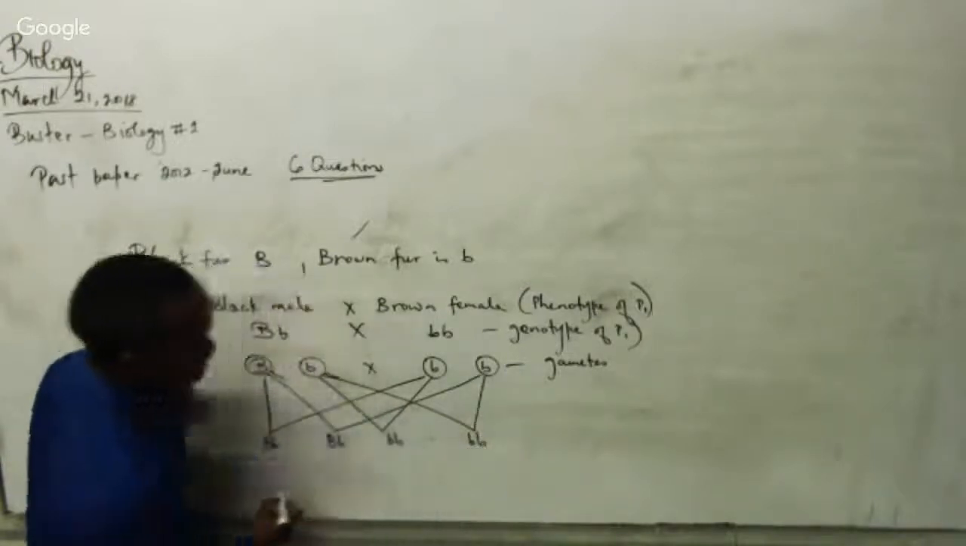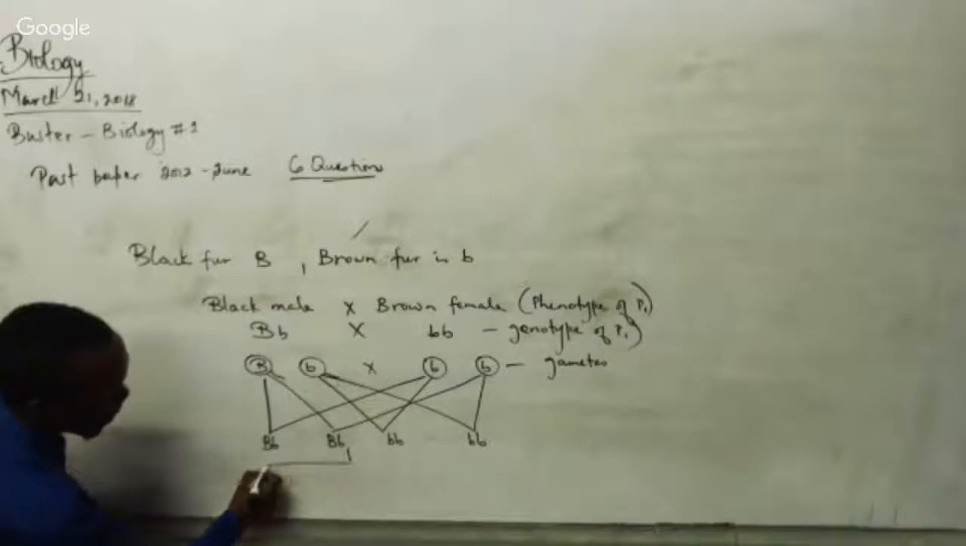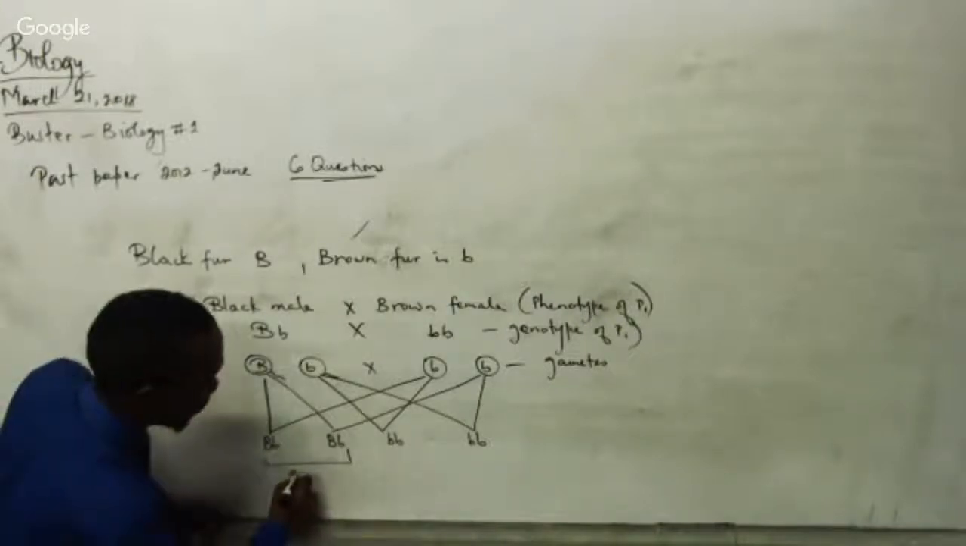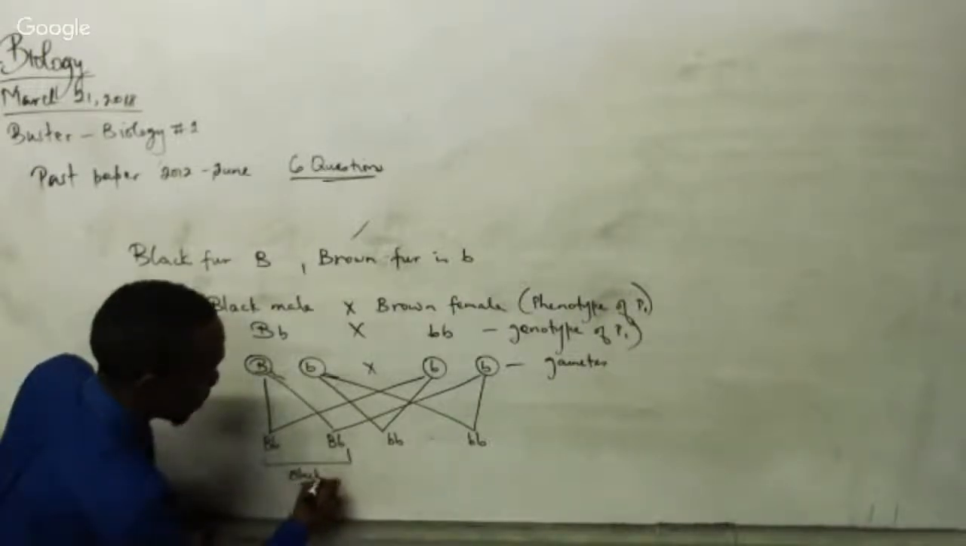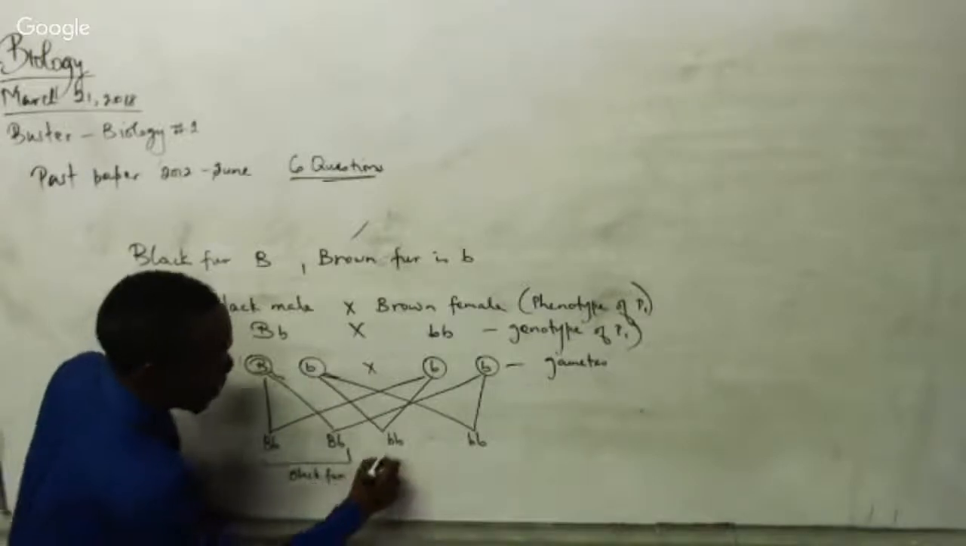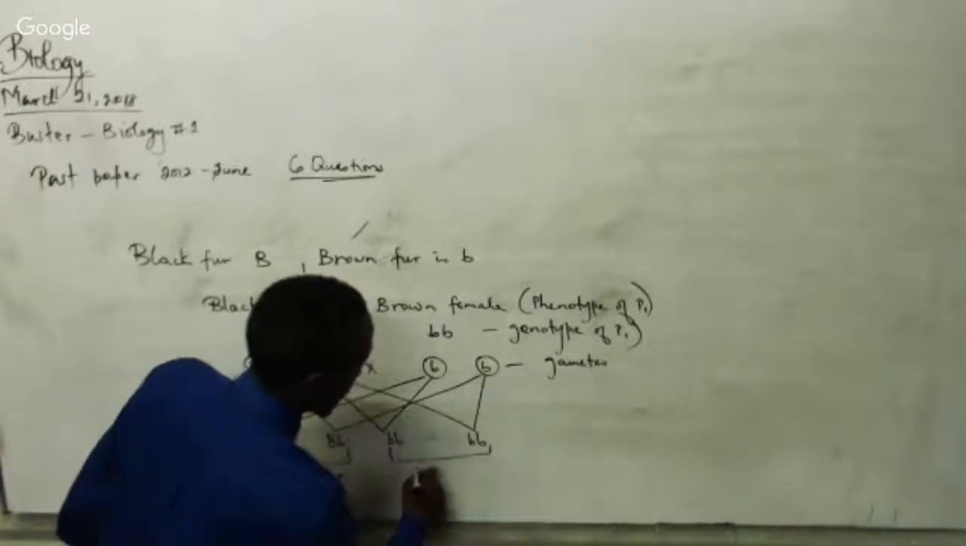So there's the half. See here? These guys over here are black. There's a brown one, and these over here are brown. Very good.